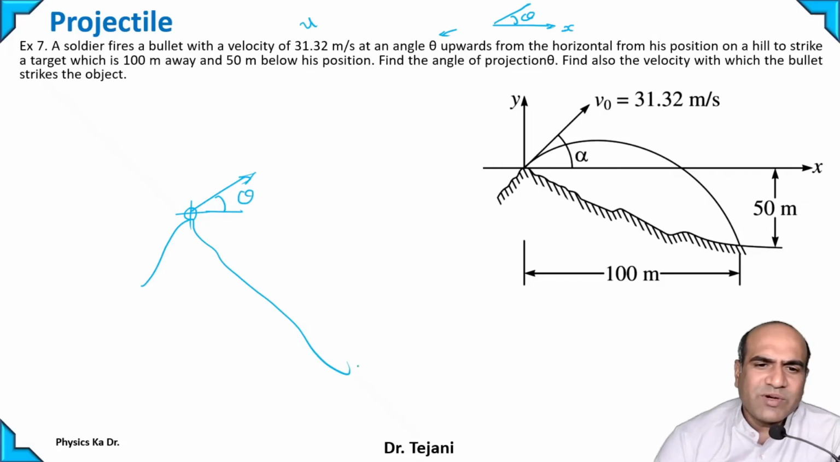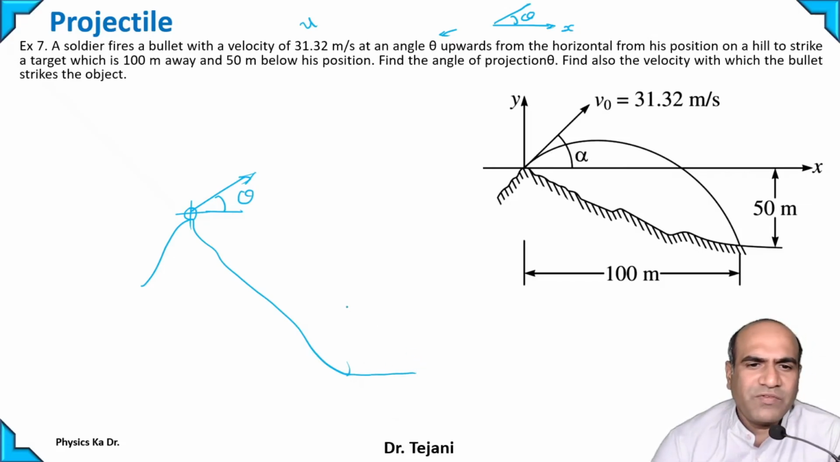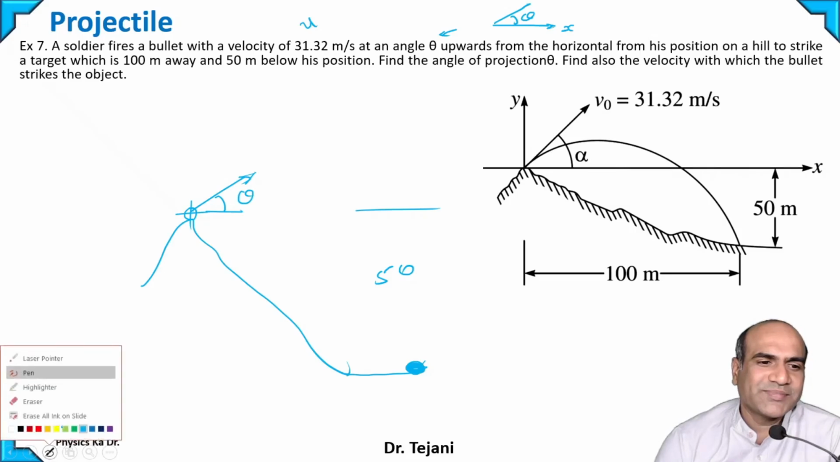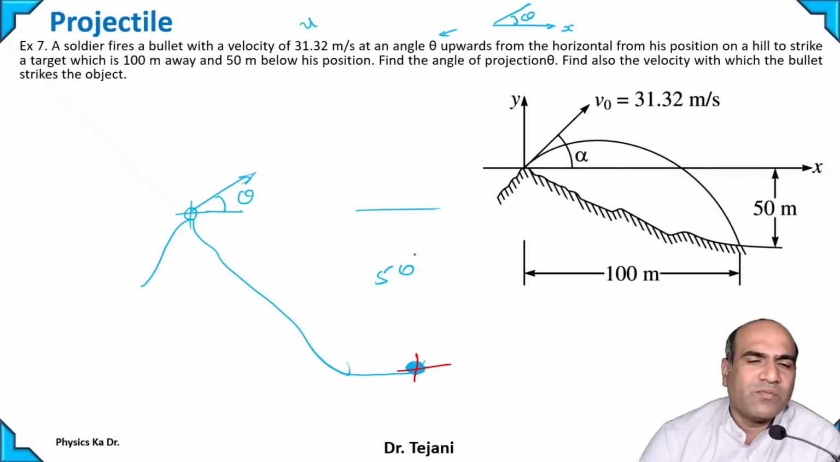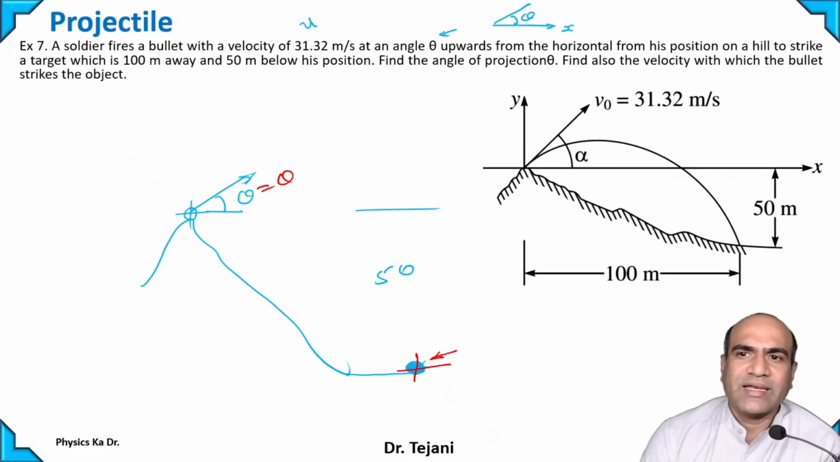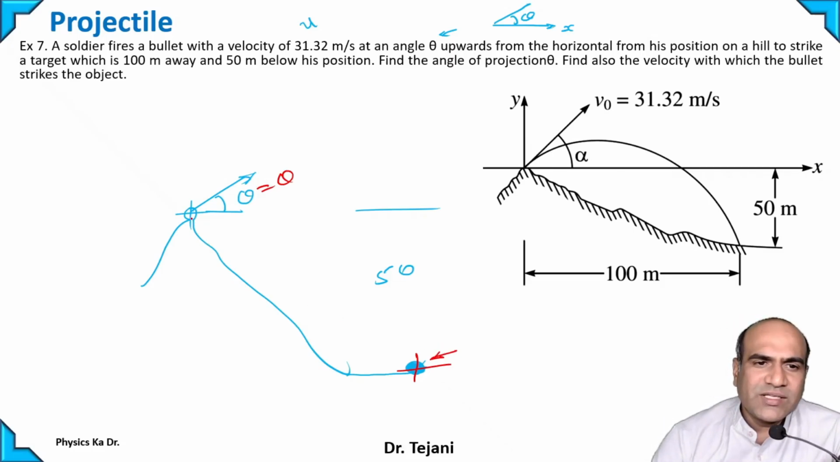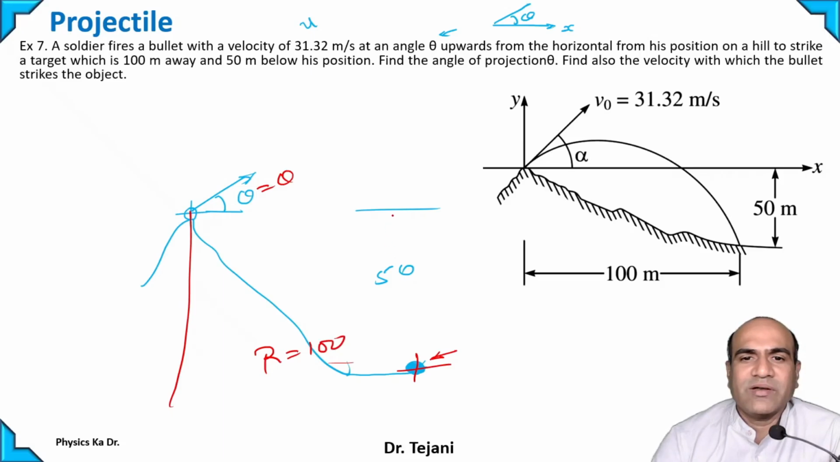And the target is somewhere here, 50 mm below in position. Find the angle of projection theta. What should theta be to hit this target? This distance is also given: R is given as 100 and the height is given as 50, which means you can take it as y.